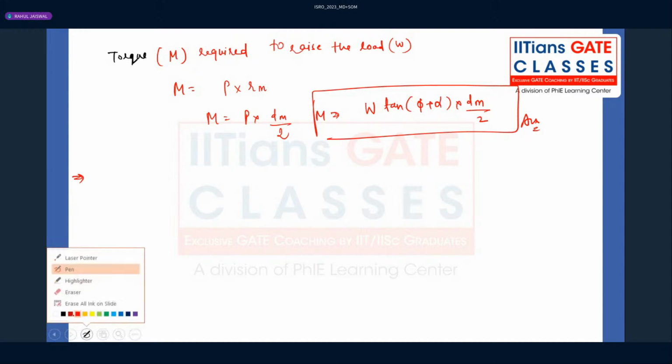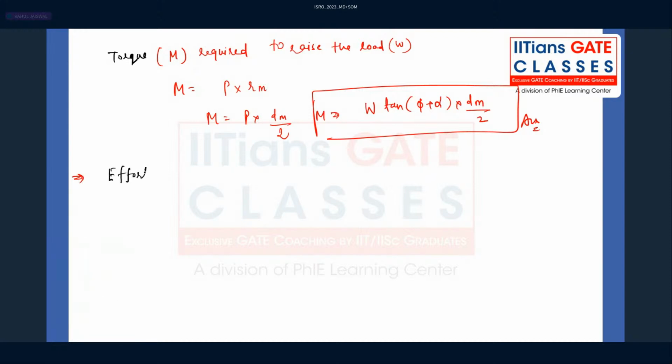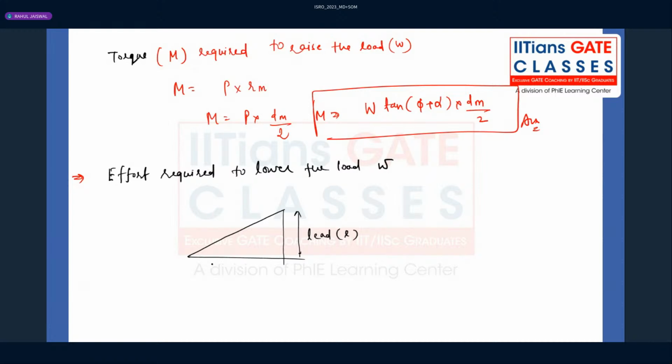Note down the next topic: effort required to lower the load W. If you draw the diagram, what you will find, this is the lead, remember, this is the lead L. Your load will be lifted from position A to position C. How much height did it travel? It traveled the height of lead L, right? So now if you draw the free body diagram, what can you make? W is the load. Now if you are lowering the load from C to A, the friction will be acting like this in the upward direction.